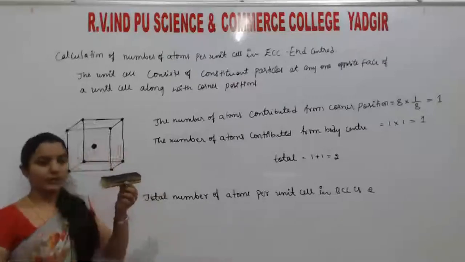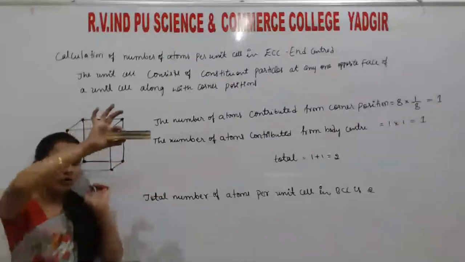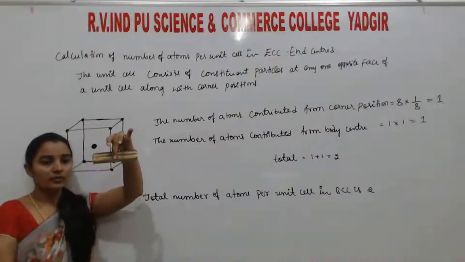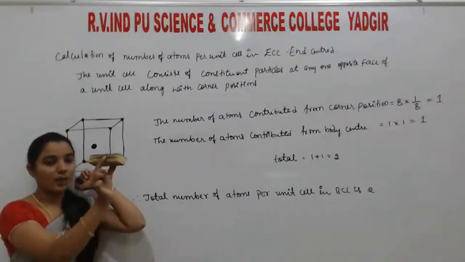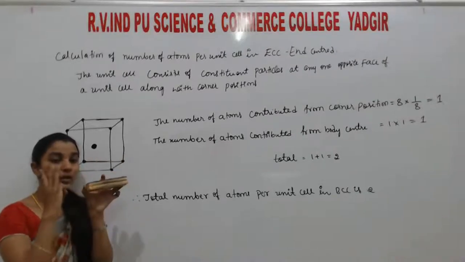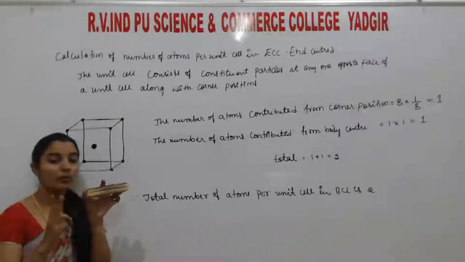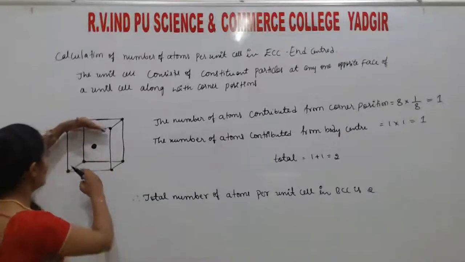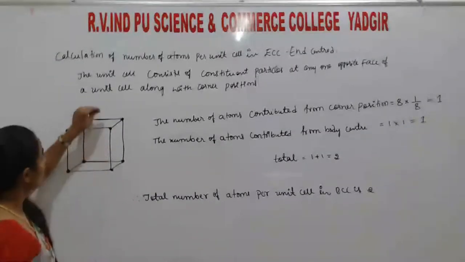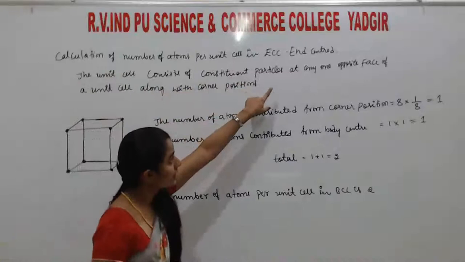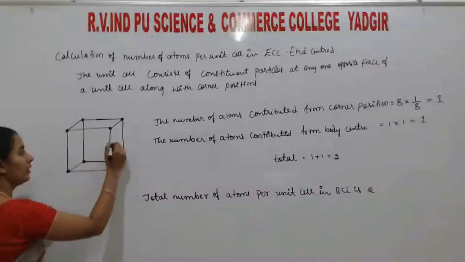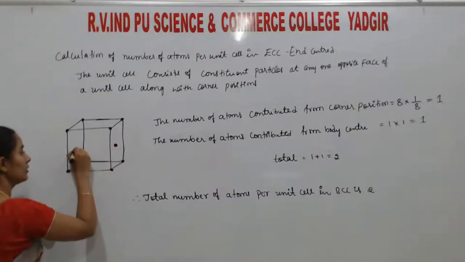So this is the cube I explained. This above below is one set of opposite faces. This left right is one set of opposite faces. And this front back is one set of opposite faces. Are you getting it? Left right one pair, above below, front back are the three opposite pairs of faces. So the unit cell consists of constituent particles at any one of the opposite faces. Any one, either left, right, or above, below, or front, back. I'll take left and right here for our convenience.